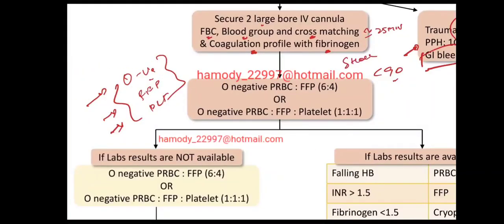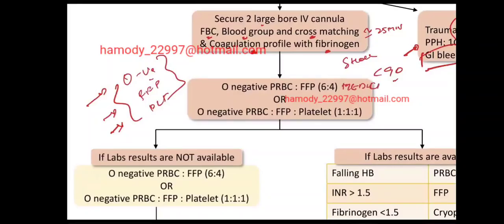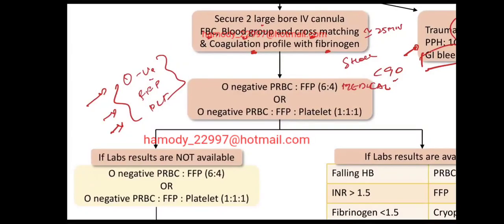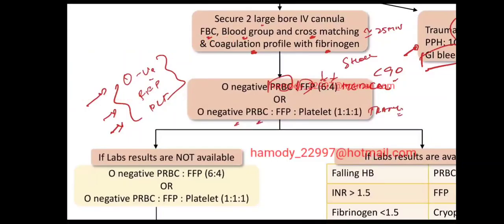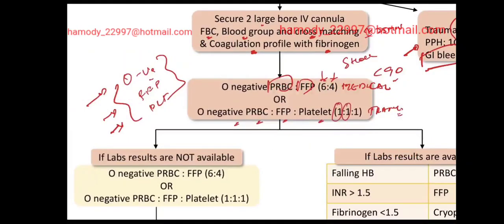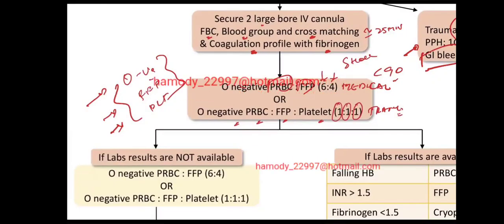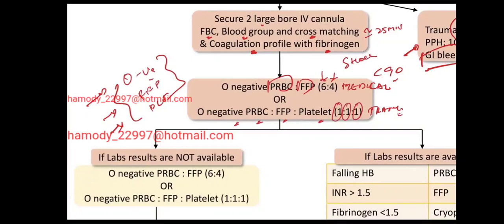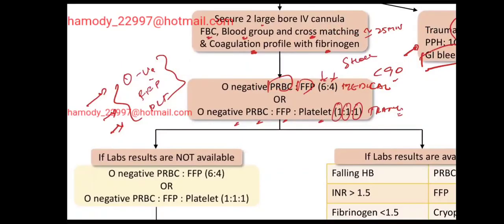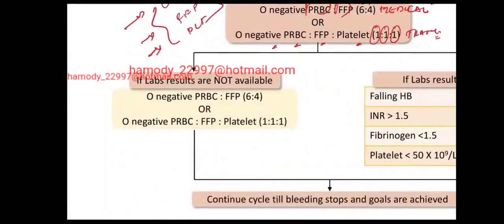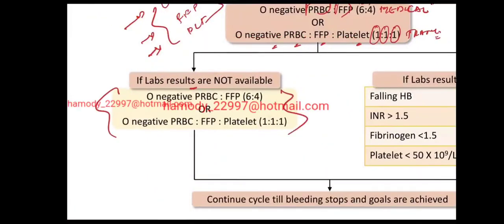So first you will be starting, if it is a medical case, for example an upper GI bleed the patient is having, then give PRBCs to FFP in the ratio of 6:4. Now, if it is some other trauma cause you are having, it's not a medical, it's a trauma, then you are giving PRBC, FFP to platelets in the ratio of 1:1:1. Remember, if it's a medical scenario, then give 6:4, that is PRBC 6 units to 4 units of FFP. If it is a trauma case, then you are giving PRBC, FFP, platelets in the ratio of 1:1:1. If the blood reports are still not available, then continue in the same manner that I have discussed.